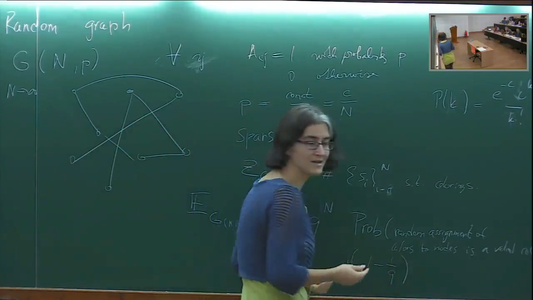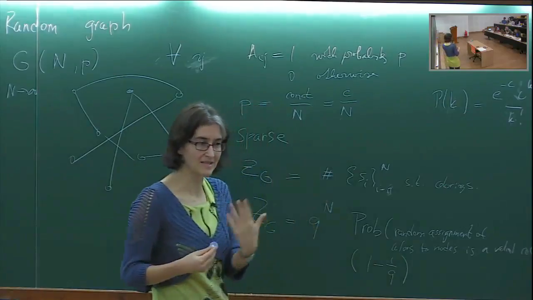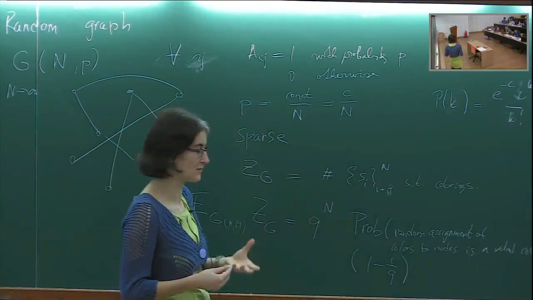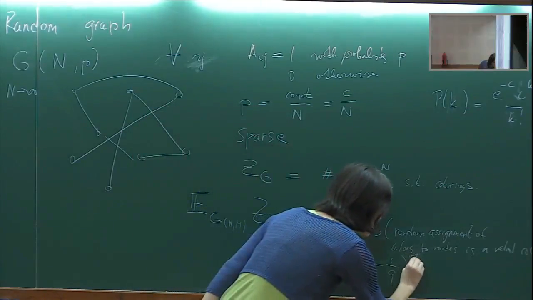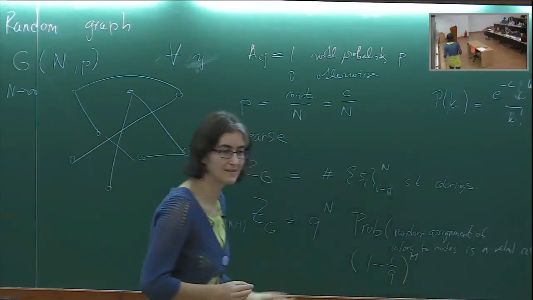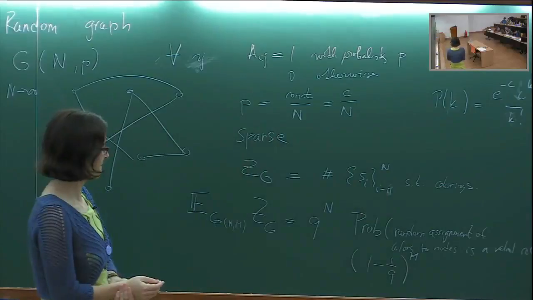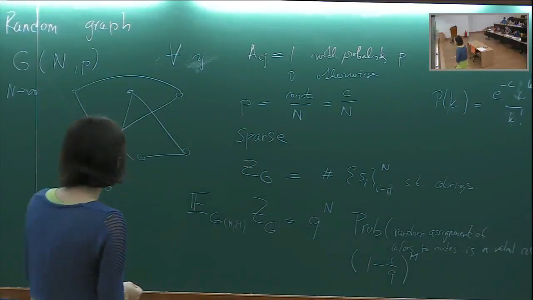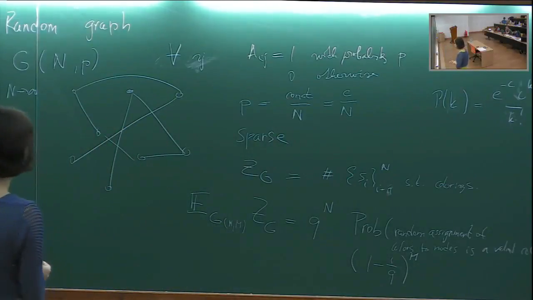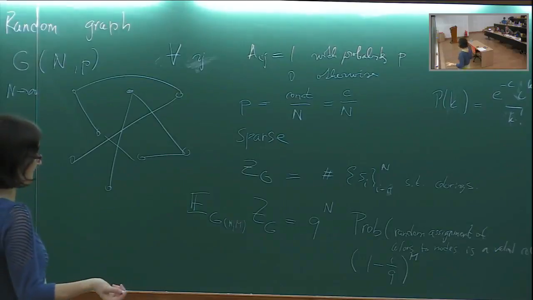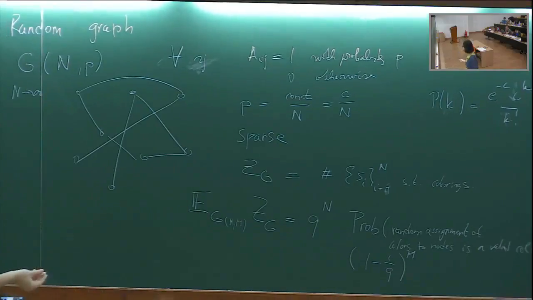And I have m edges, and I'm throwing them independently. That's by the definition of the random graph. So this means this probability just gets to the power m. Okay? So good. So it's quite a simple expression, right? So what can we learn from it?